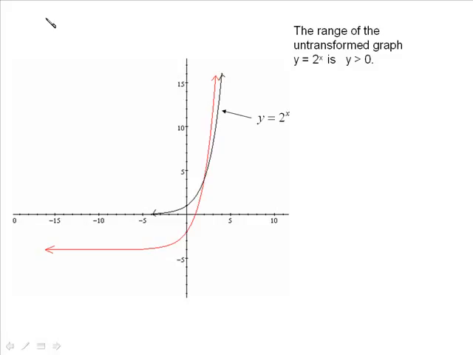Now, prior to looking at that graph, if we looked at the untransformed one, which is y is equal to 2 to the x, before you moved it left and moved it down, you'd have the graph in black. And the range of this function is y greater than 0. That's by definition. You can work it out if you like. But exponential functions that have not been translated in any way will have a range of y greater than 0. So the x-axis is a horizontal asymptote.